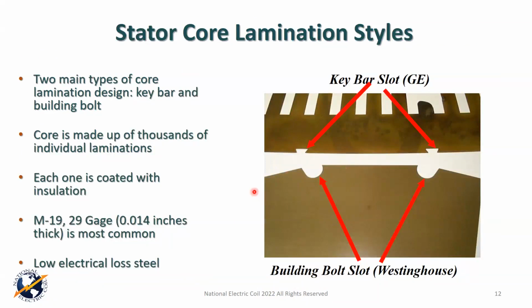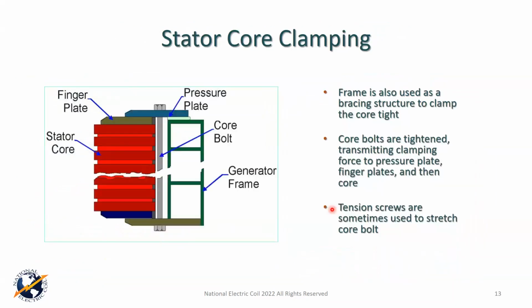I kind of let the cat out of the bag a minute ago. We talked about the dovetail versus the key bar, and the building bolt, the building bolt being more of a Westinghouse thing, and the key bar or the dovetail here being more of a GE thing. We talk about the laminations, and I mentioned a little while ago, most common is around 14 thousandths. There are some that are a little thicker, not too many that are much thinner, but this is kind of the way it's done inside the unit.